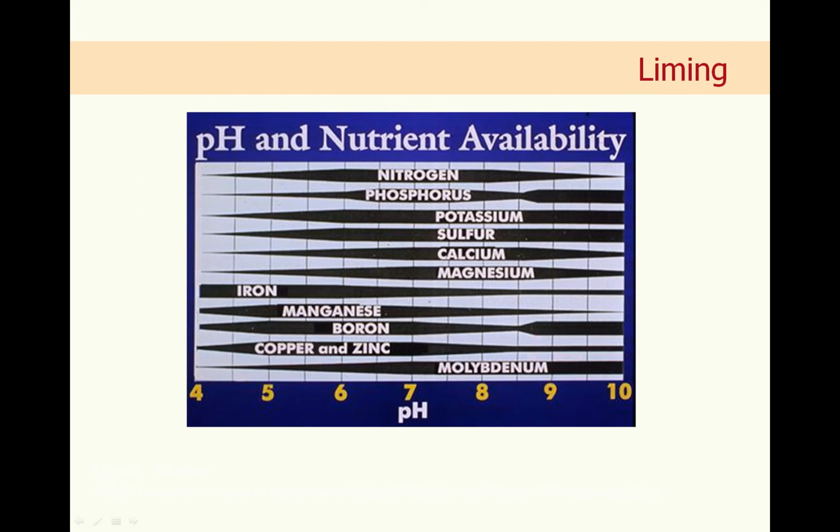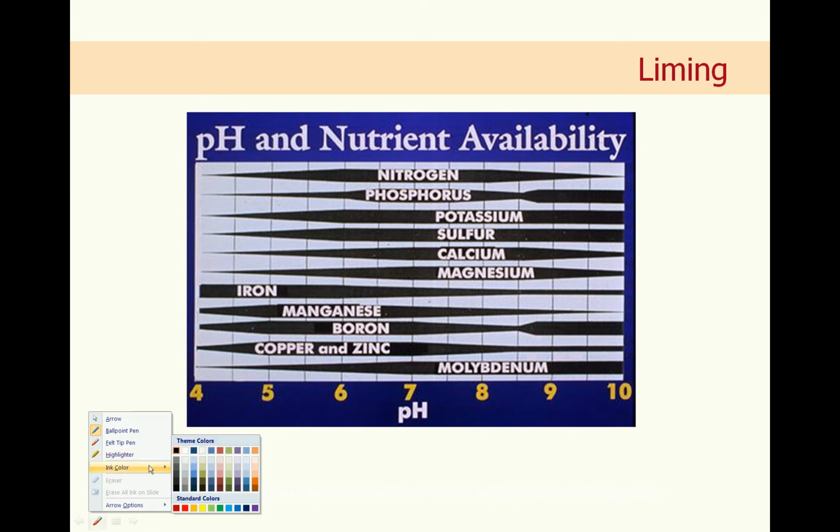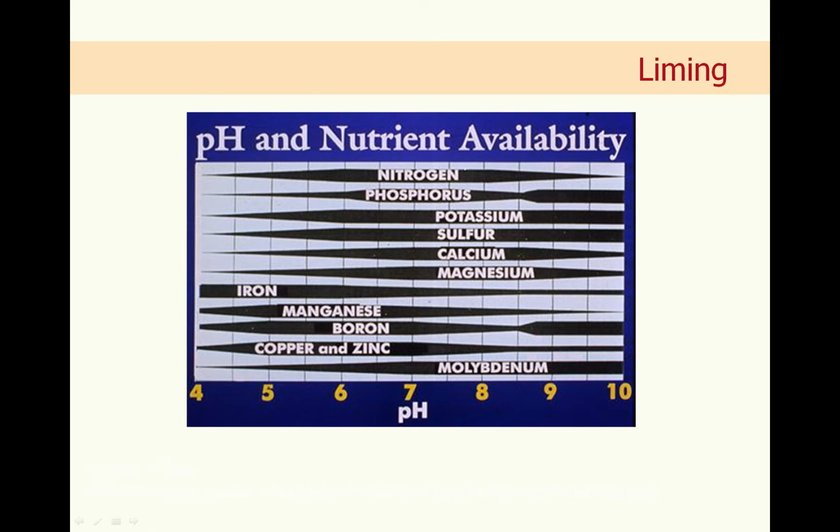Here's a chart that just shows the availability of certain nutrients at certain pHs. And you can see, in general, the greater availability for most of these, with a few exceptions, is in that neutral range. Iron is one that's more available at lower pHs, and manganese a little bit more at lower pHs. But generally, nutrients are more available at the more neutral pH.